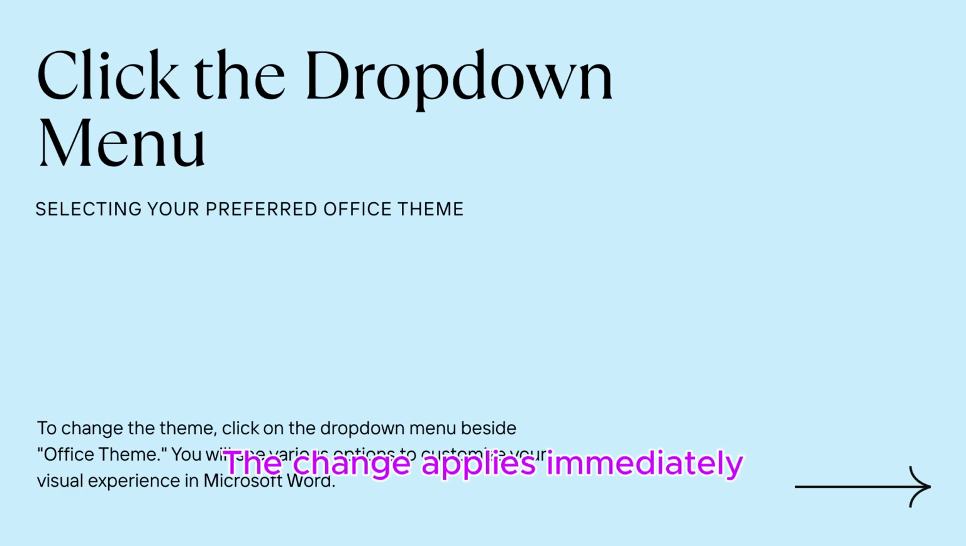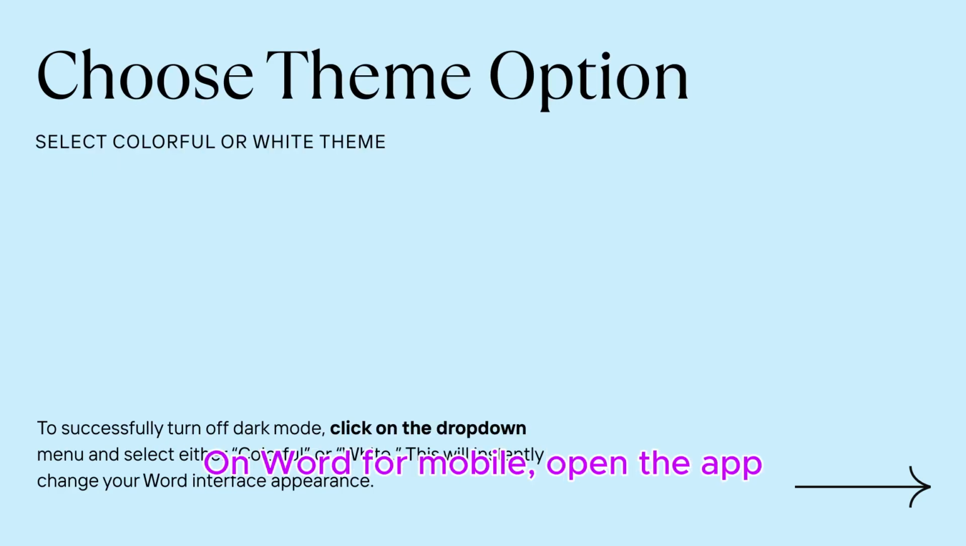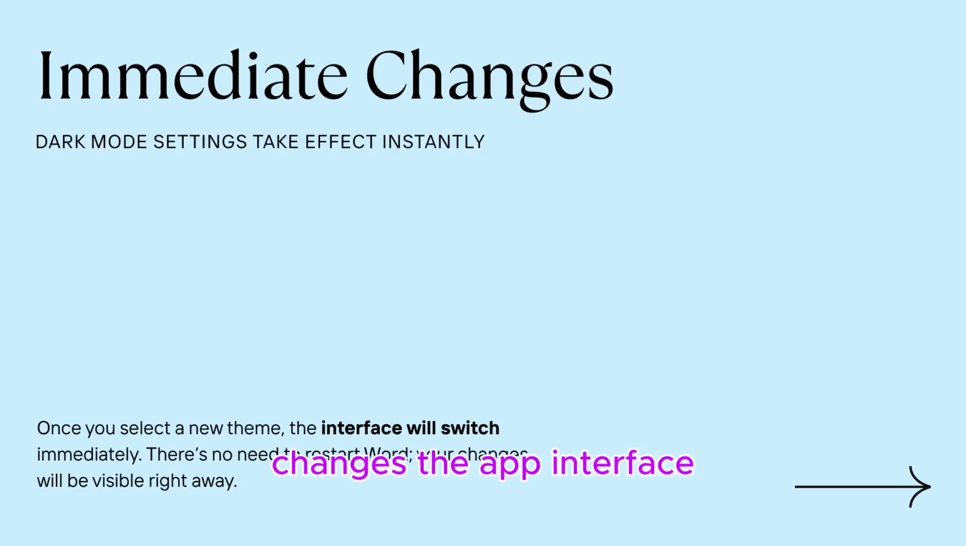The change applies immediately. On Word for Mobile, open the app, tap your profile, go to Settings, then Theme, and select Light. This changes the app interface, but the document background remains white unless you changed page color.